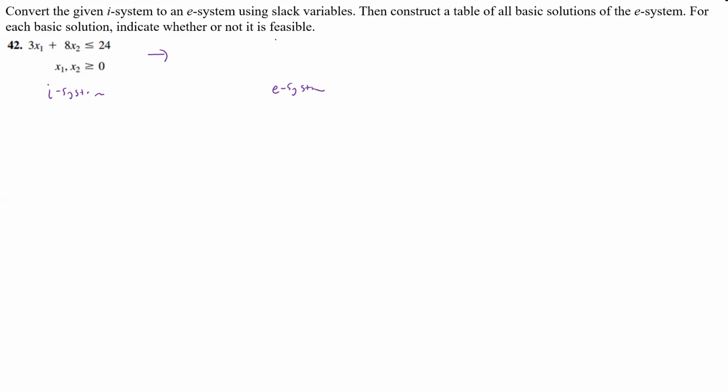Well, what we do is we just add a slack variable. So that'd be 3x1 plus 8x2 plus s1, and that's going to equal 24. And now we just say x1 and x2 are both still greater than or equal to 0. So that's going to be our E system. Now, what we have to do is we have to say, okay, well, now we have x1, we have x2, and we have s1, and then we have to decide, is it feasible or not?